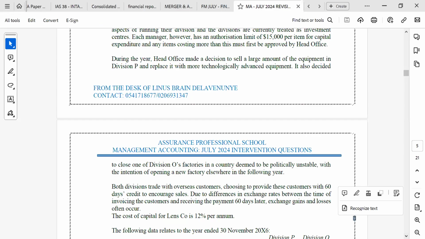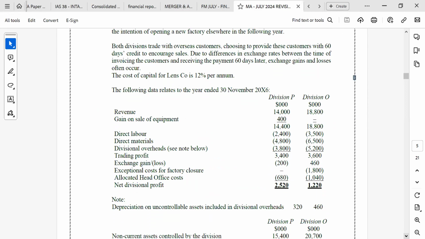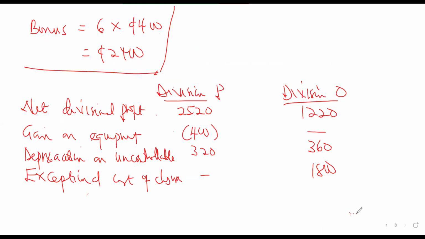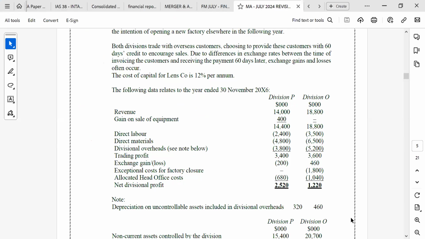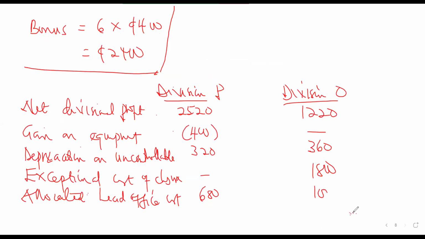So let's come to allocated head office cost. To be added back. Allocated. This is a cost. Sometimes it can be a general cost that is being incurred for all the divisions. Then the head office will apportion it. So this is not controlled by the division. So allocated head office cost. How much is it? 680 and 1040. So we add back 680 and 1040. Is there any other adjustment that will come here?